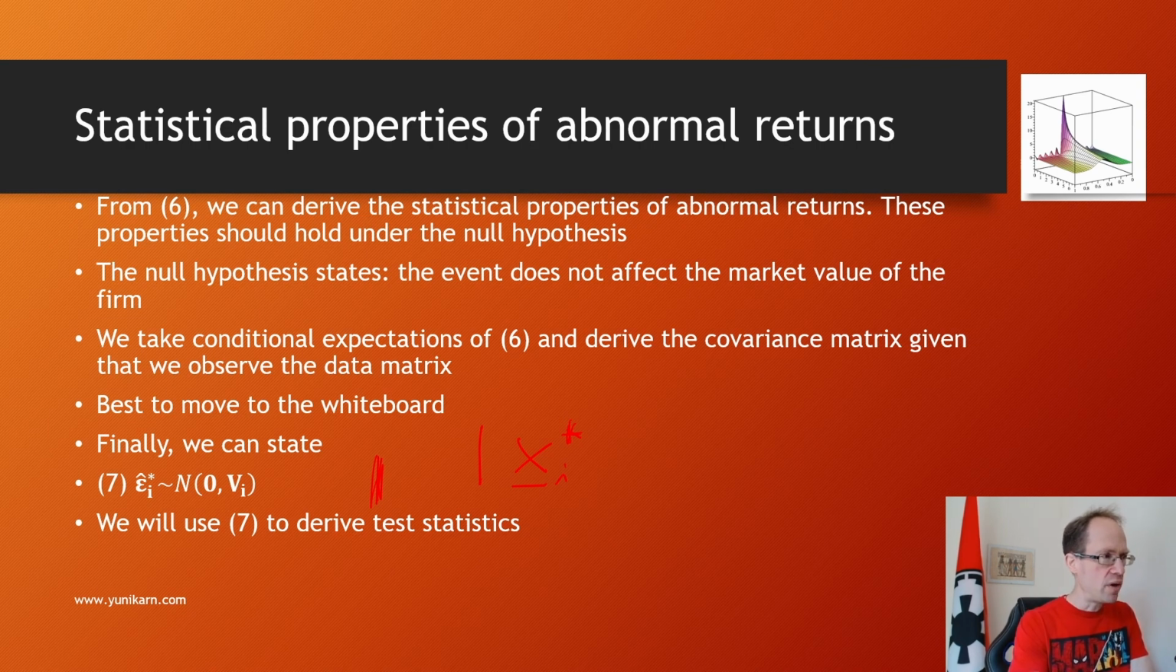So the abnormal return vector, this is the vector, as you can see, in the event window. If you go through the event window, you would assume that you have a normally distributed random variable with an expected value of 0 and the covariance, which we just saw. This, of course, would be assumed under the null, so assuming there is no systematic deviation from the expected or normal return.